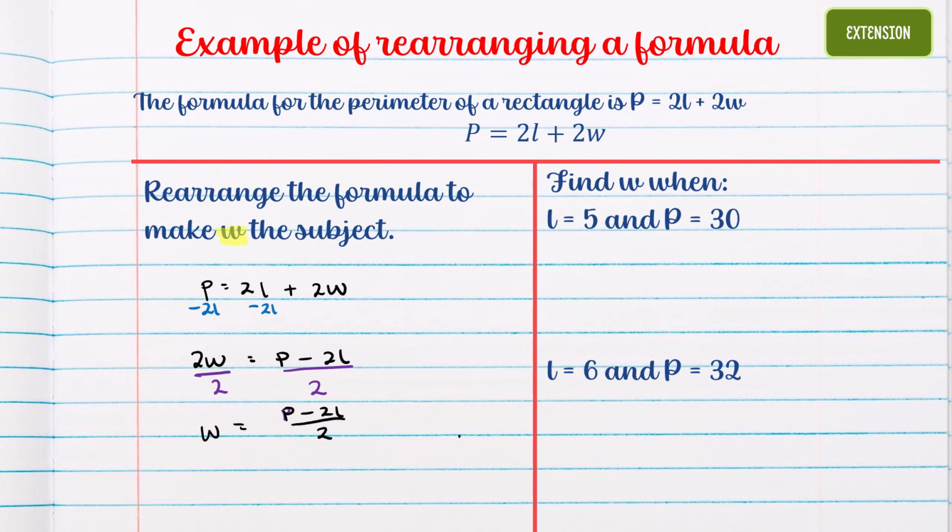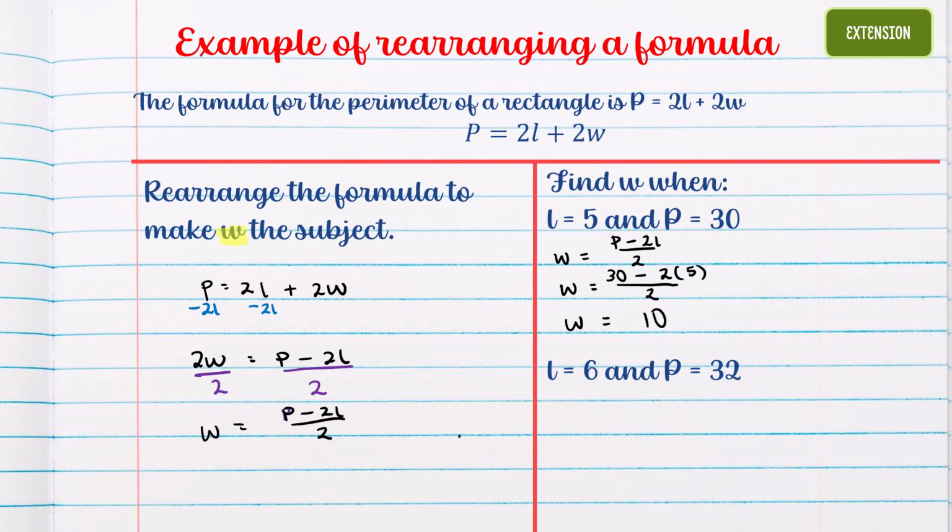So when I get to these questions, on the right-hand side, I can just sub in values instead, all right? Now, whenever you use a formula, make sure that you rewrite it out so that you know exactly what you're working with. Now we've got that L is equal to 5 and P is equal to 30. So I have 30 minus 2 times 5 over 2. 30 minus 2 times 5 is 20, divided by 2 being 10, okay?